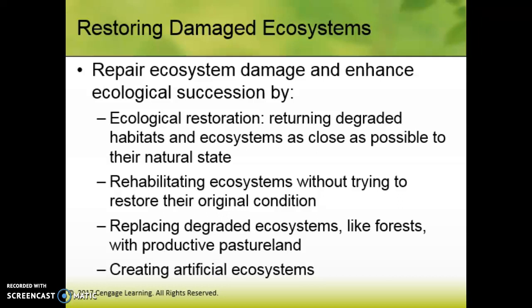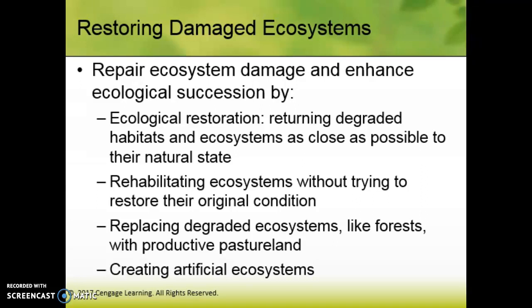So, part of that, we talk about protecting ecosystems. Now let's look at the ones that are already messed up. How can we fix them? Well, let's use reconciliation biology. Let's let biology do what it does. Let's let it go through secondary succession. Can we leave it alone and let it do what it does?